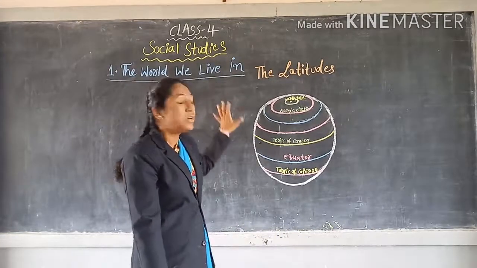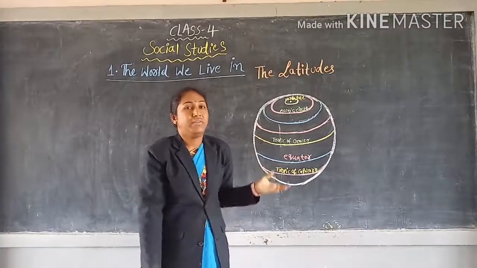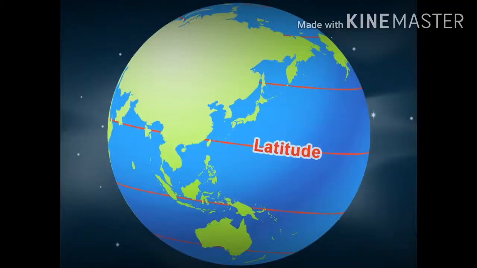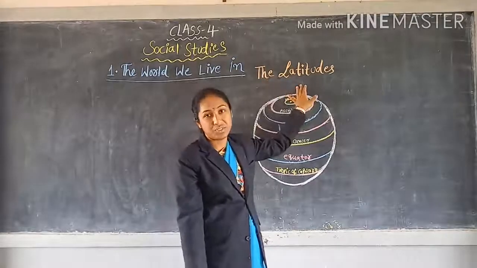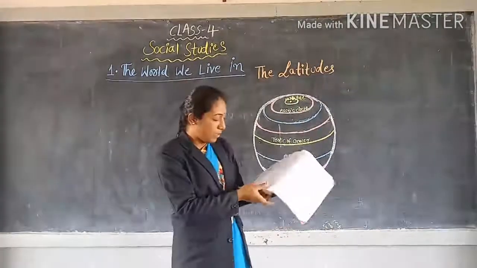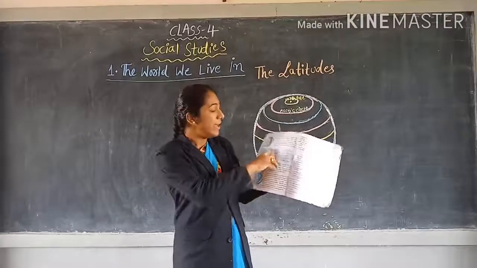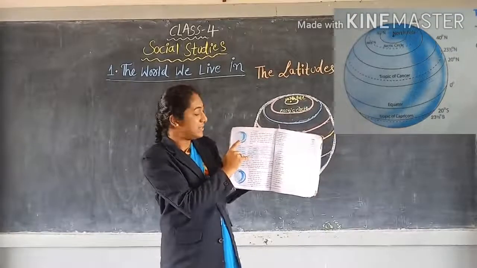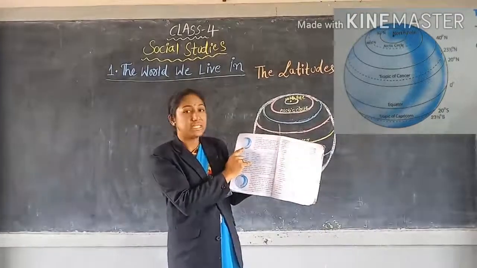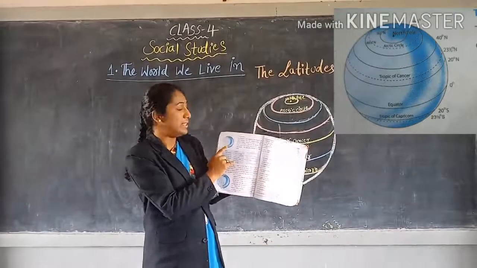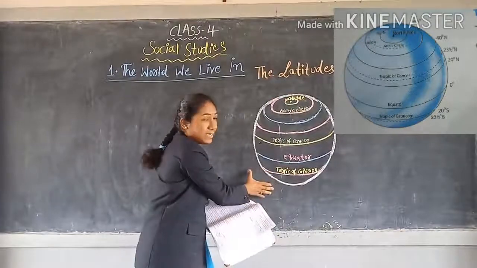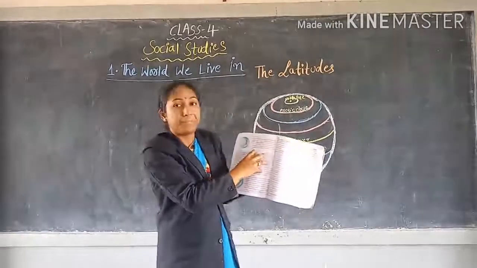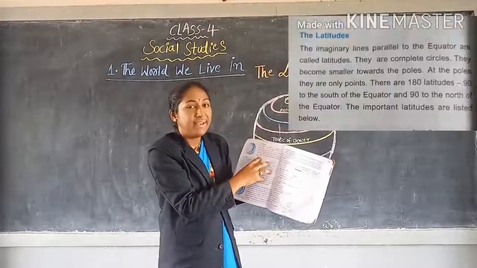First chapter. In this class, we are going to learn about the latitudes. Children, can you find page number 198? Here are the latitudes. Look children, here is one picture. This is the latitudes picture. Look at the paragraph. Look and listen carefully.